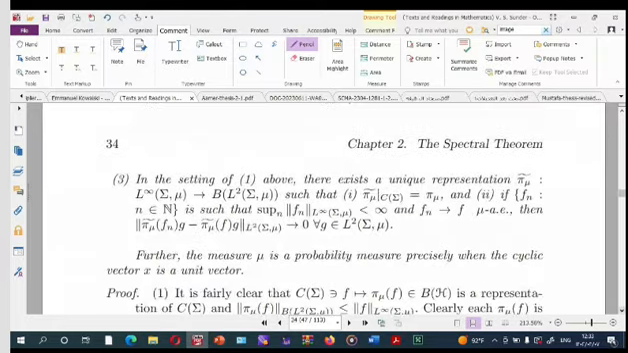And three, in the setting of one, there exists a unique representation P mu tilde from L infinity of sigma and mu to B of L2 of sigma and mu, such that, one, the restriction of P mu tilde to C of sigma equals P mu, and two, if we consider the set of all F_n such that this supremum is finite and F_n converges to F mu-almost everywhere, then the norm of this subtraction in L2 converges to 0 for any G in L2.